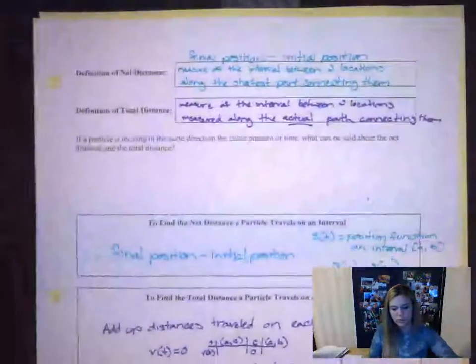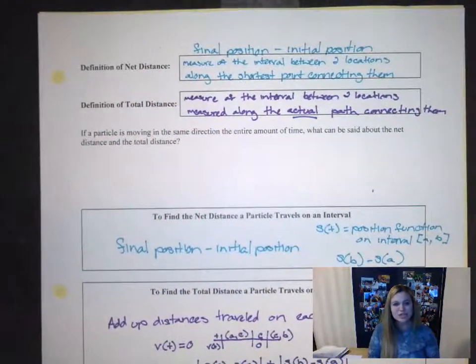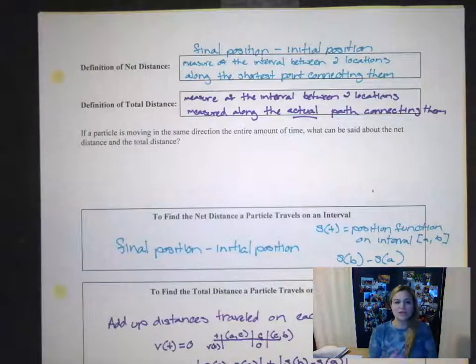Okay, let's move on to the next one. I started filling things in, so hopefully I won't get in your way as much. Write as much as you need to for the definition of net distance and total distance, but you can also just think about it too. I'm never going to make you repeat this. I just want you to understand what they are.